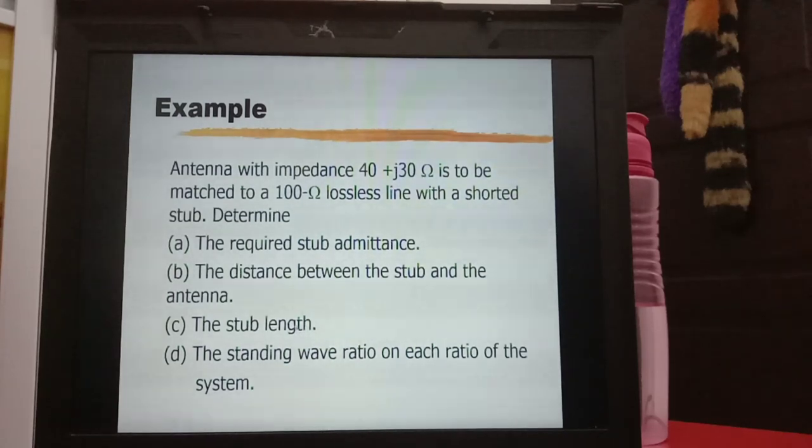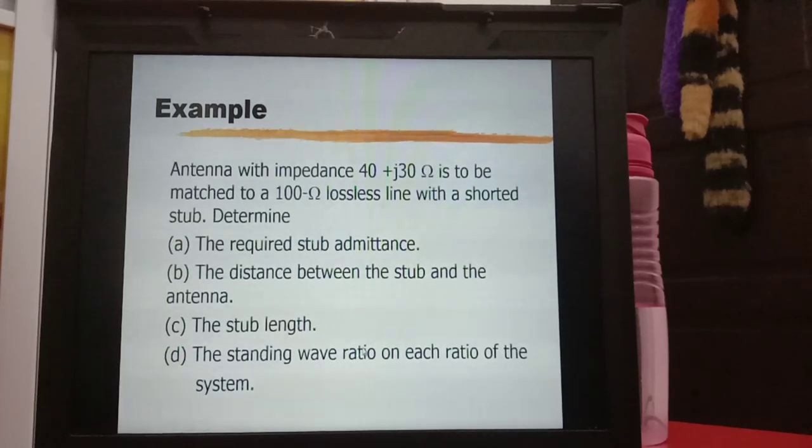Finally, we can determine the standing wave ratio for each section of the transmission line. That means between the source and the stub line, between the stub line and the load, which is the antenna, and within the stub line itself.